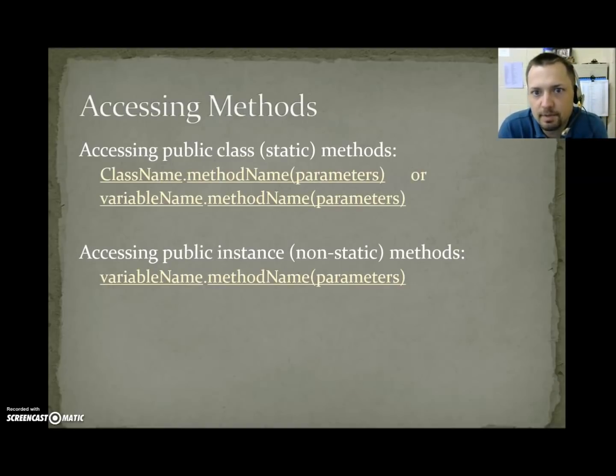Accessing methods. If we have a static or class method, it can be accessed either by the class name or through an instance of it. So it can be class name.method name, open parenthesis, parameters, or variable name.method name, open parenthesis, parameters. Accessing public instance methods: variable name.method name, open parenthesis, parameters.